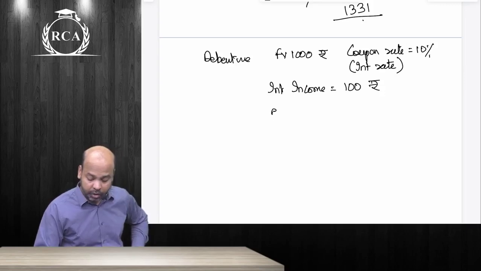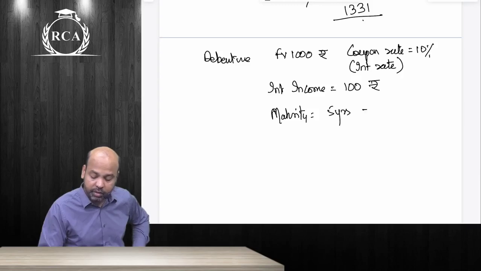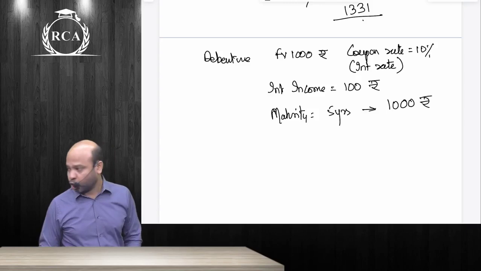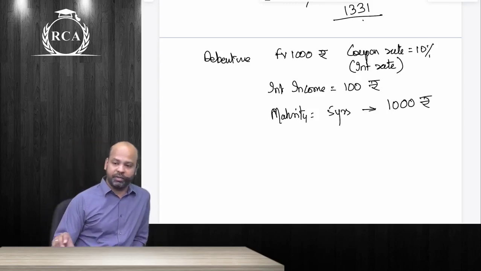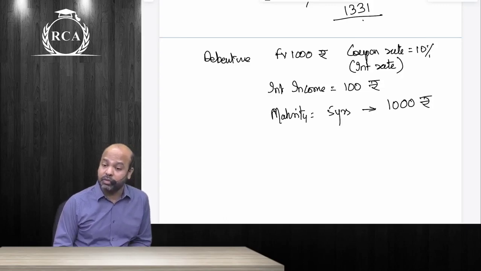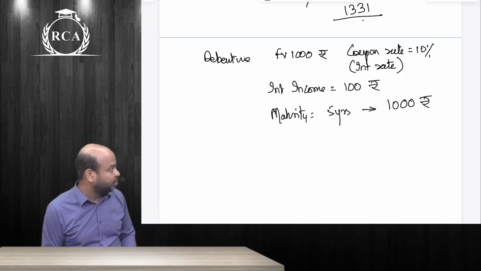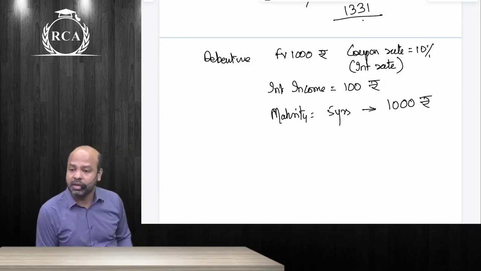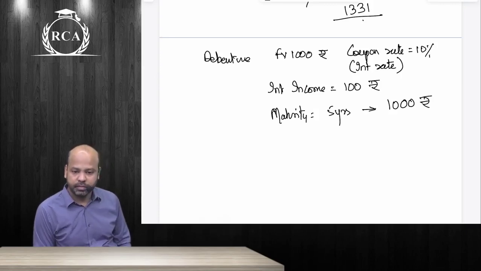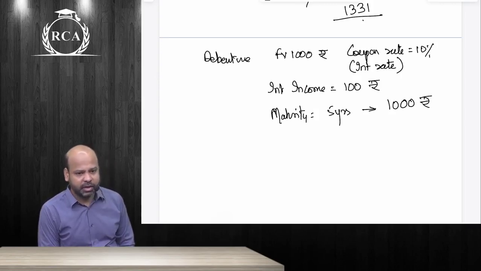The maturity of this debenture is 5 years. At the end of 5 years, beta, you will get back your 1,000 rupees. Whatever was originally deposited. You're going to get an interest income of 100 rupees every year, and at the end of 5th year, you will get your original principal of 1,000 rupees. Ankit, is this simple interest or compound interest? Simple interest. Simple interest. So this is simple interest, guys.